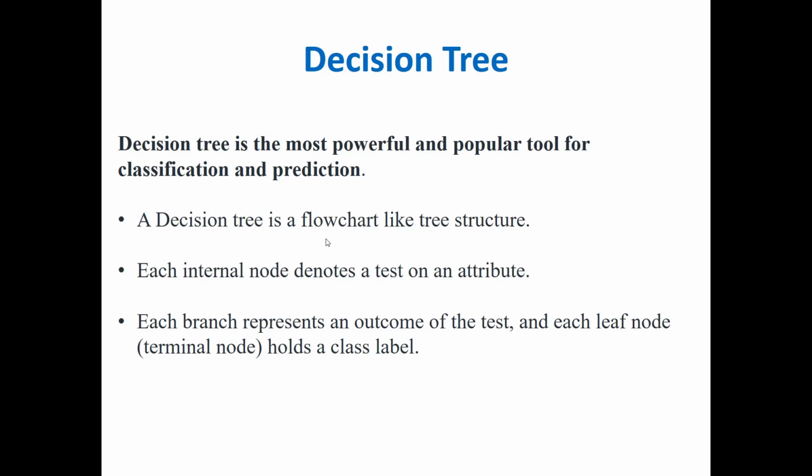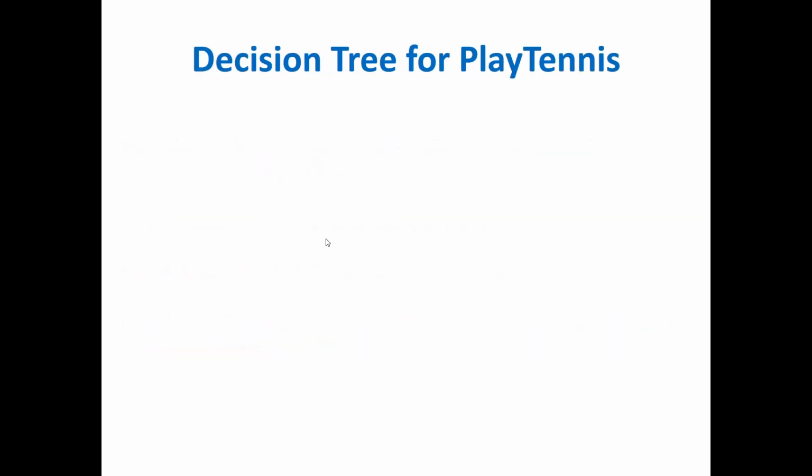It is a flowchart. We know the tree structure of data. Data structures, tree, we know. So similarly, decision tree is also an algorithm which has a flowchart-like structure. It has a flowchart-like tree structure, wherein each internal node denotes a test on an attribute, and each branch represents an outcome of the test, and each leaf node or terminal node holds a class label.